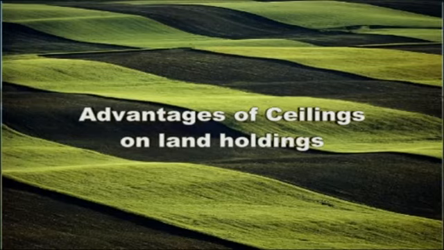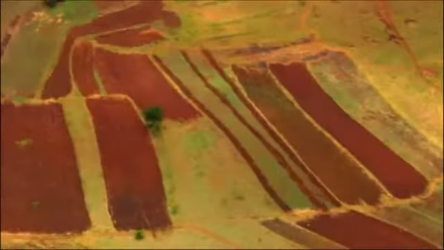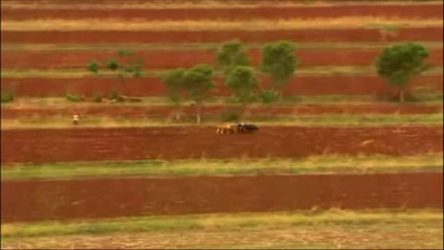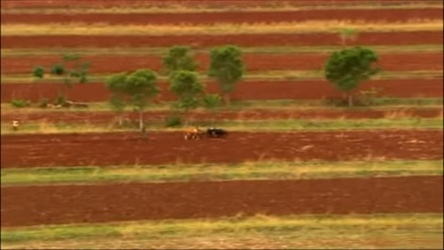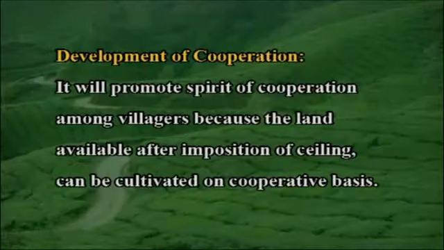Advantages of ceilings on land holdings. Main advantages of ceilings are reduction in inequality. Supply of land being limited and its demand being unlimited, it becomes essential that land should be divided among larger number of people. When all farmers get some land, inequality in the distribution of land gets reduced. Agriculture being the main source of income in villages, there will be reduction in income inequality and social inequality as well.